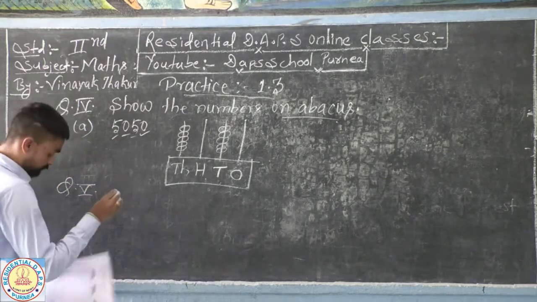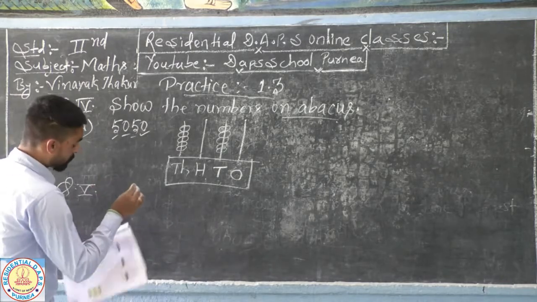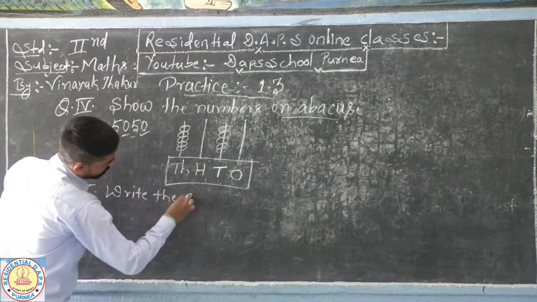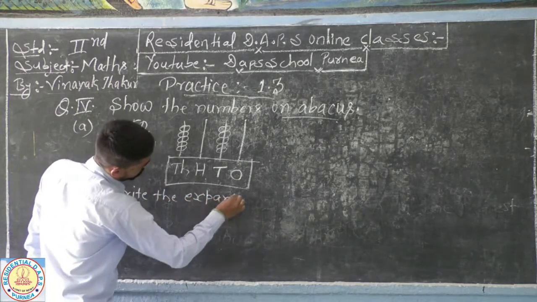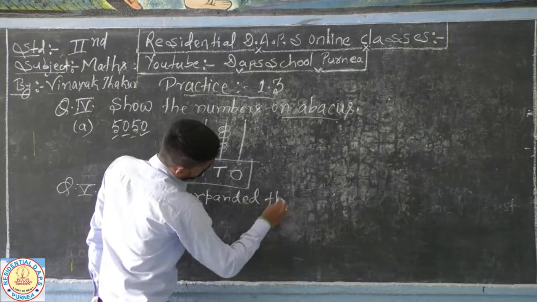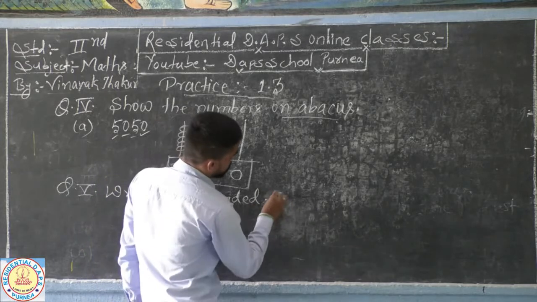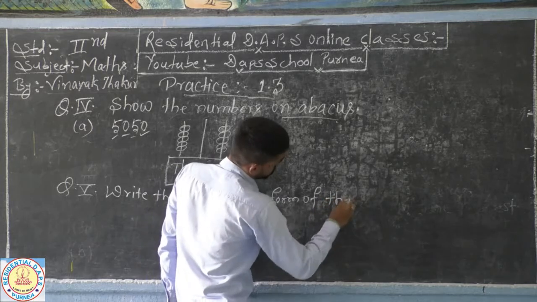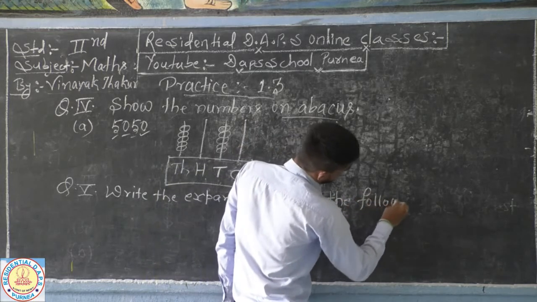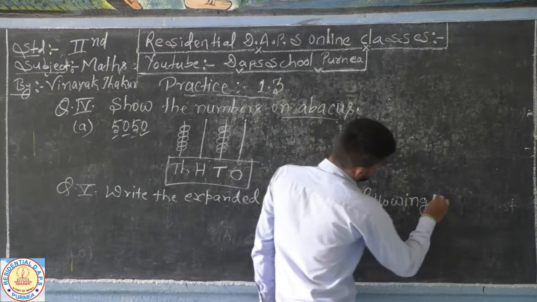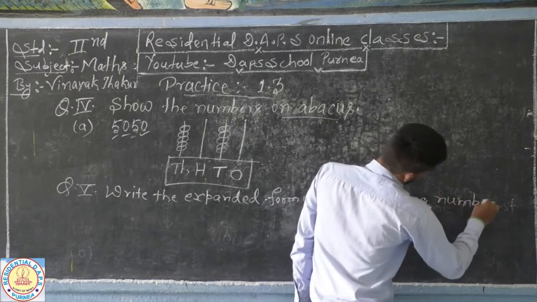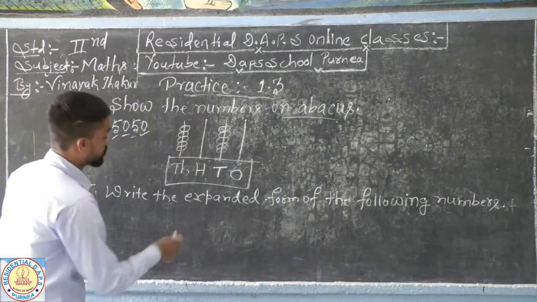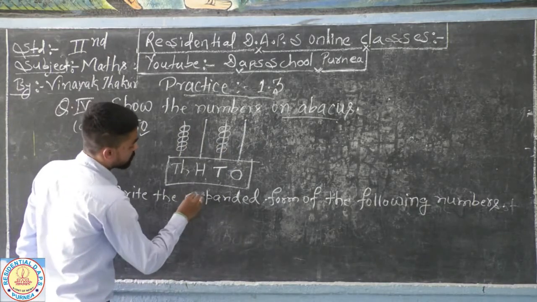Question number five is: write the expanded form of the following numbers. So you have to just find out the expanded form of these numerals.